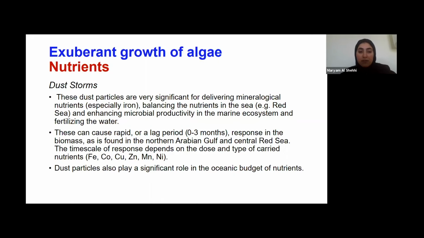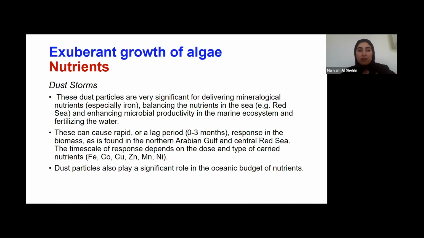And the time scale of the bloom response after the dust storm also depends on the dose and the type of the carried nutrients. So there is iron, copper, zinc, and nitrate. All of them have different interactions with the ocean when they occur.